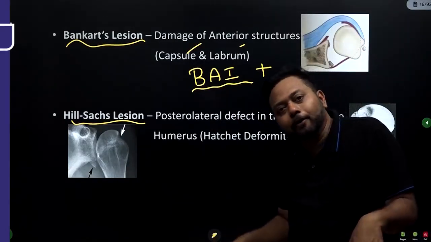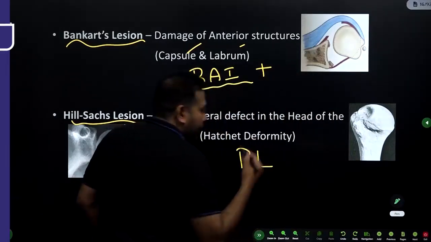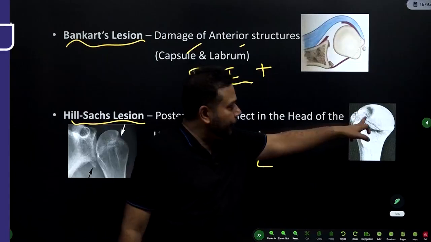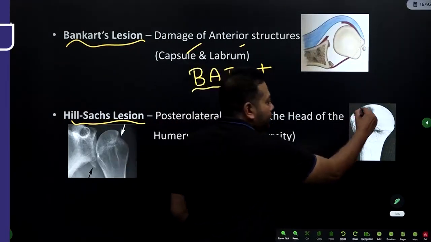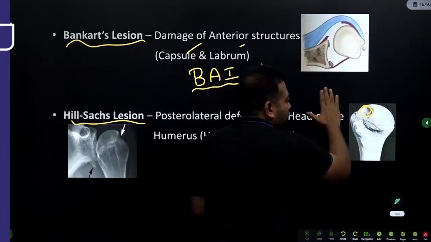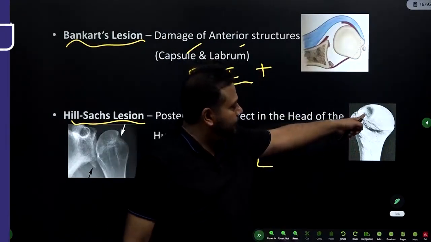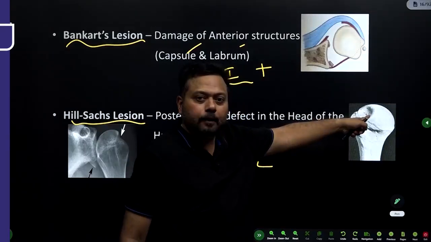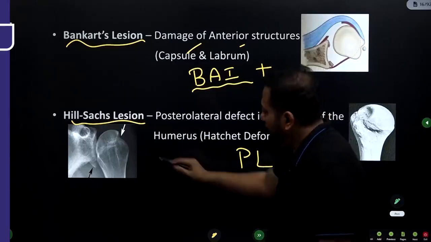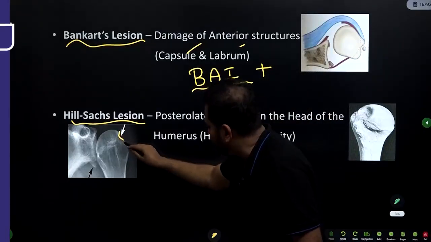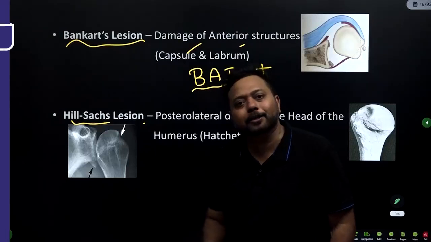Where is this happening in the head of the humerus? Posterolaterally. There is a defect. You see a depressed fracture-like thing, a dimple-like thing. Here you are able to see a real autopsy humerus of Hill-Sachs lesion. I can see a depressed fracture-like depression in the posterolateral aspect of the head of the humerus. See, this is an X-ray. I can see a defect in the posterolateral aspect of the head of the humerus. This is called Hill-Sachs lesion.